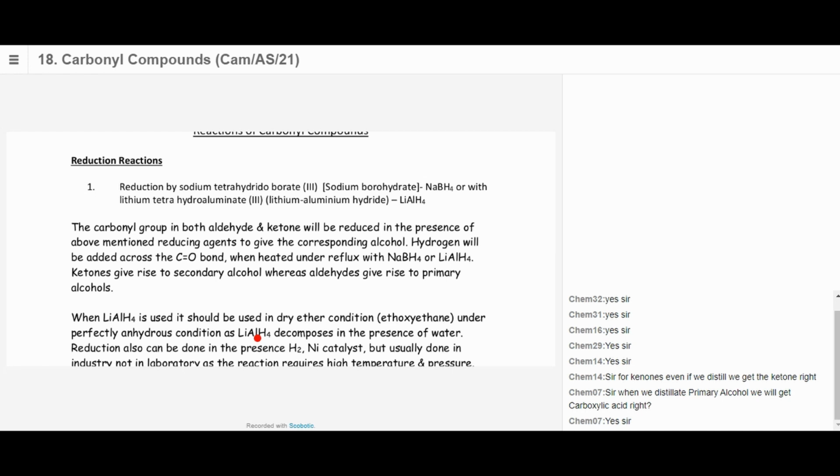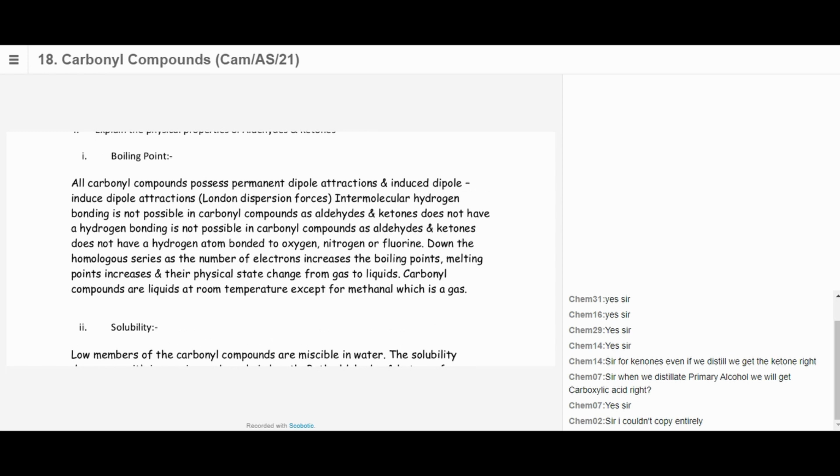So if partial oxidation of primary alcohols gives aldehydes, reduction of aldehyde should give the primary alcohols. Likewise, if the oxidation of secondary alcohols gives ketones, reduction of ketones should give you secondary alcohols, right? So reduction is the opposite of oxidation, right? So as primary alcohols oxidize to aldehyde, the aldehyde can be reduced to primary alcohol. Secondary alcohol can be oxidized to ketones. The ketones can be reduced to secondary alcohols.